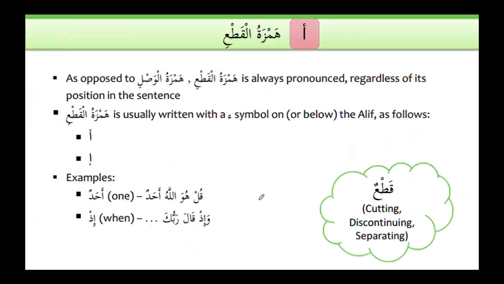All right. So the next Hamza we're going to look at is Hamzatul Qat. Here, Hamzatul Qat is always pronounced. It is written with this symbol right here on top of it, and it does not matter where it comes, you're always going to pronounce this. It can come on the top or on the bottom, like right here, ahadun. This is Hamzatul Qat. We will talk more about these Hamzas in our next lesson, inshallah.